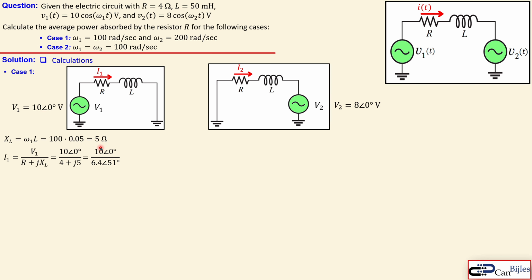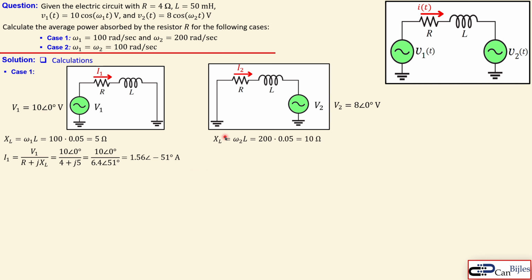Okay, now we do the following. 10 over 6.4 is our magnitude, and the phase of the numerator minus the phase of the denominator, and that's shown here. So 10 over 6.4 is approximately 1.56. And 0 degrees minus 51 degrees is minus 51 degrees. And now the result is here, and this is now I1.